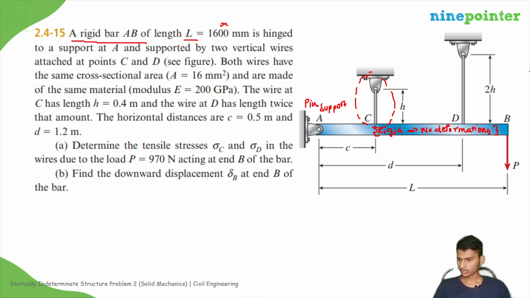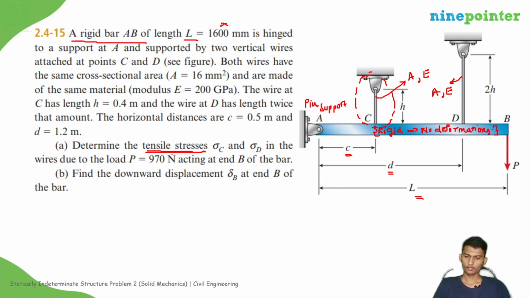So both wires have the same cross sectional area and the same modulus of elasticity. The wire at C has length h and the wire at D has length 2h. Horizontal distances are given as c, d, and the total length is L. Determine the tensile stresses sigma C and sigma D. How do we know that the stresses are tensile? That we need to find out first.